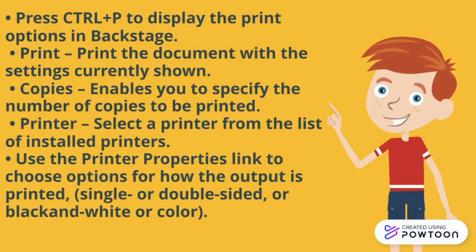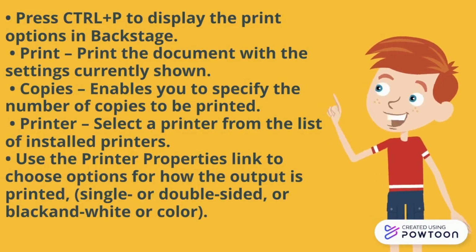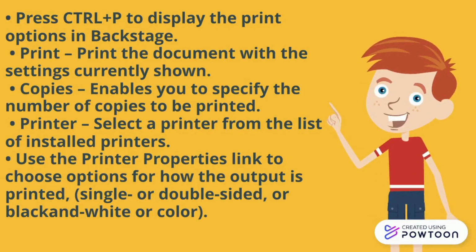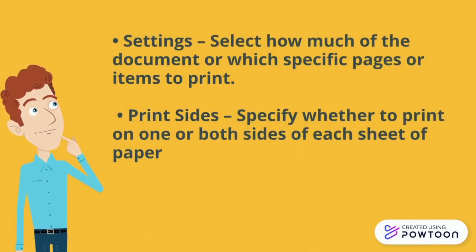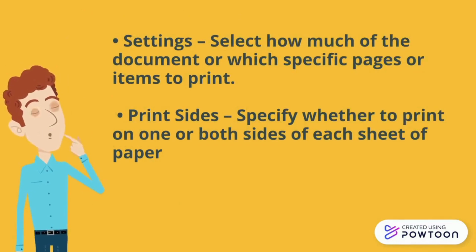Print the document with the settings currently shown. Copies enables you to specify the number of copies to be printed. Printer, select a printer from the list of installed printers. Use the printer properties link to choose options for how the output is printed, single or double-sided, or black and white or color. Settings, select how much of the document or which specific pages or items to print. Print sides, specify whether to print on one or both sides of each sheet of paper.